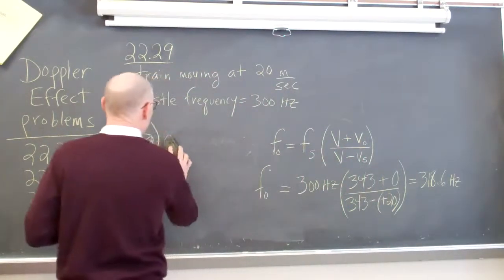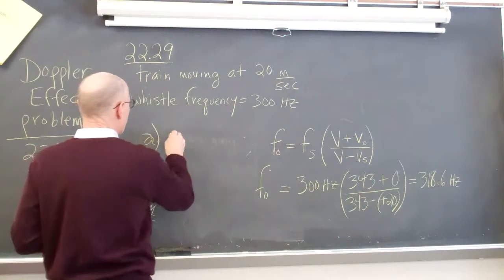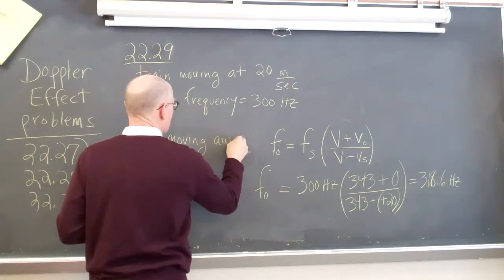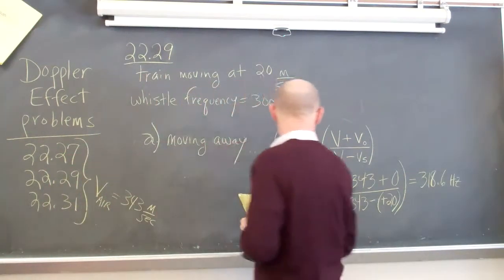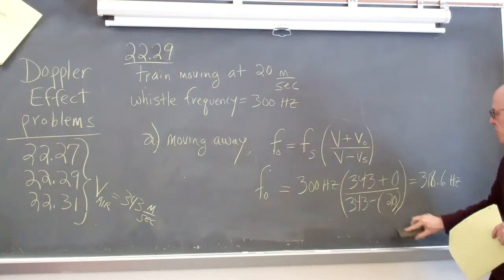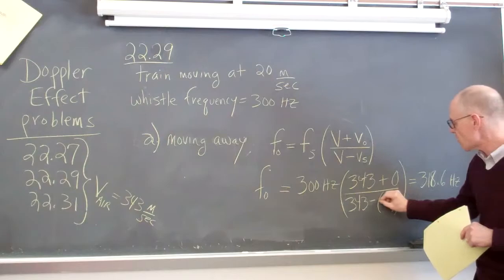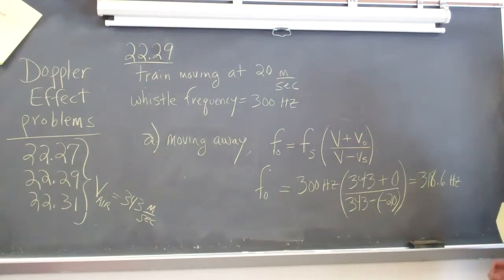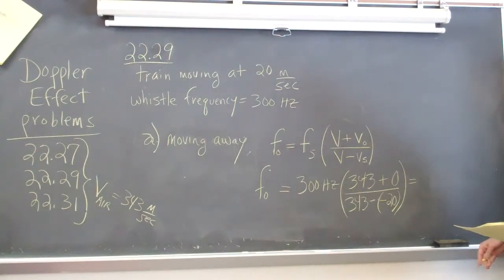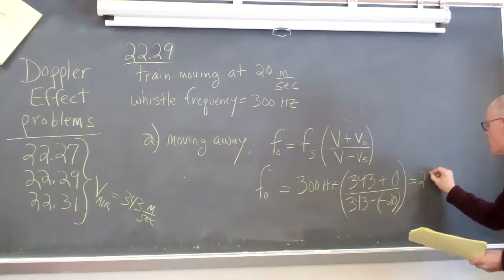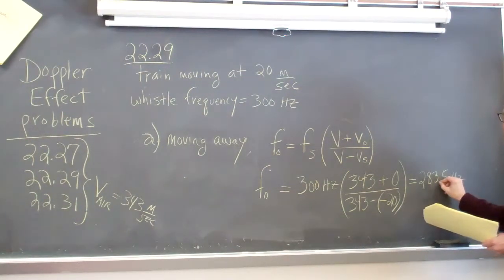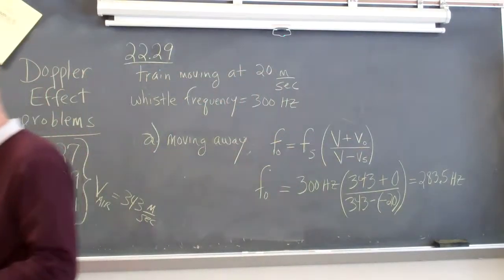And then after the train has passed, we now have a moving away situation. As before, the only thing that changes is that the speed of the source in the denominator now has a negative value, and that will result in a frequency heard being less than 300. That now becomes 283.5 hertz.